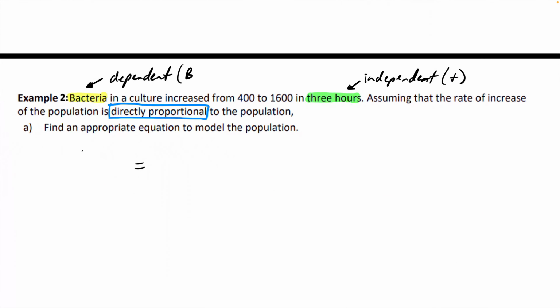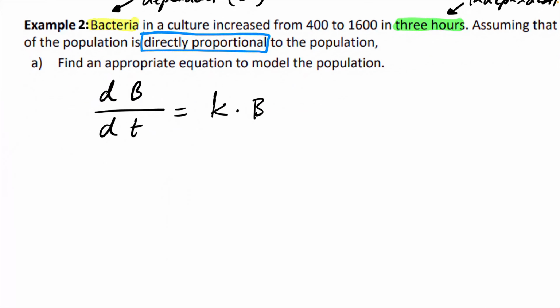So dy over dx, right? What is y in this case? B or T? B. And T is time, right? K stays the same. And then it's K times Y, right? And what is Y in this case? Bacteria, B. Okay? That's our setup. Now we have to solve that.